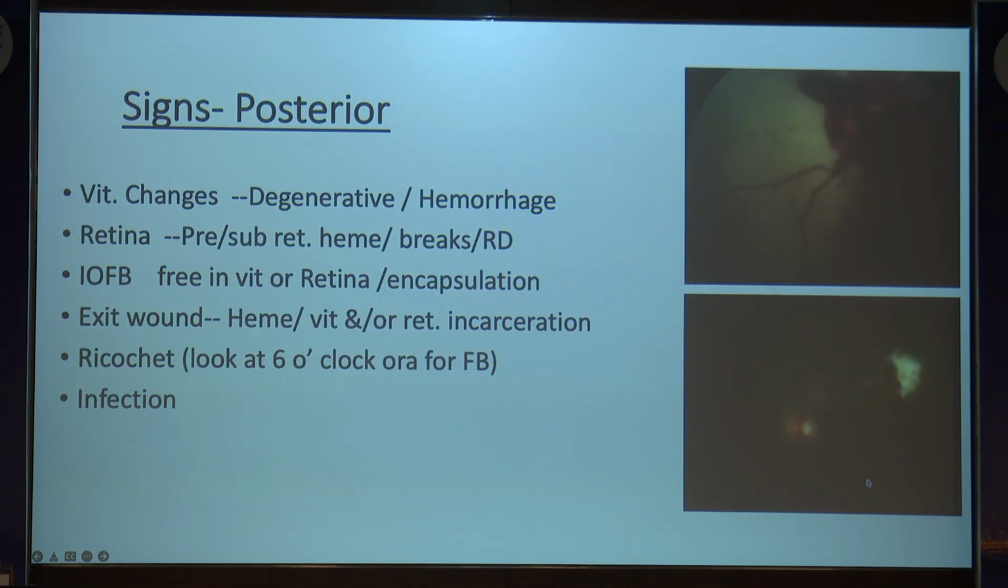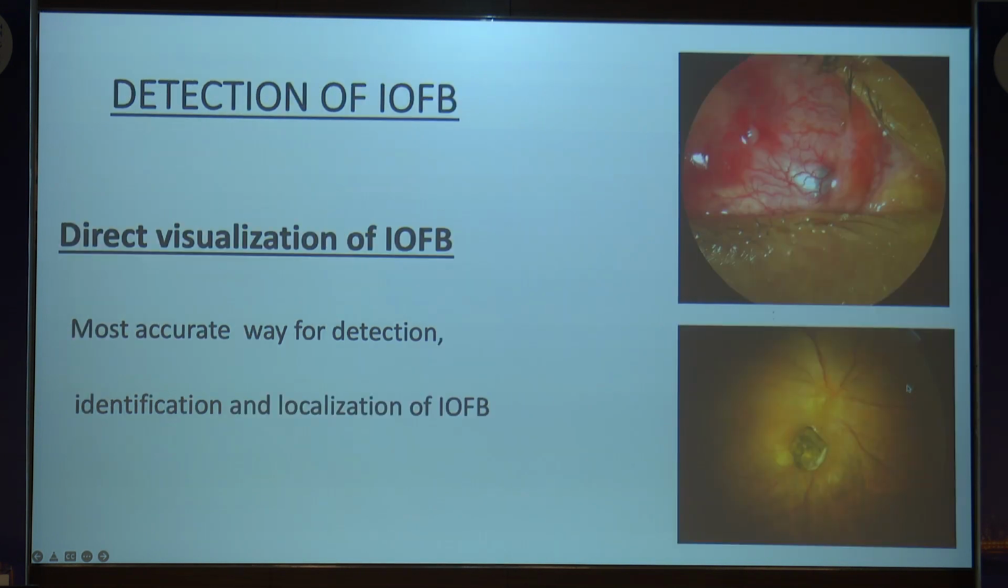Here also you can see some amount of localized cataract, and you can see a localized foreign body here. In the vitreous, you could have just degenerative changes, or you see hemorrhages, maybe in the vitreous, maybe on the retina, maybe subretinal. Sometimes you see a direct foreign body as in here, or if it's later, it could be a scar, there could be some amount of retinal incarceration, or the patient could just present with infection.